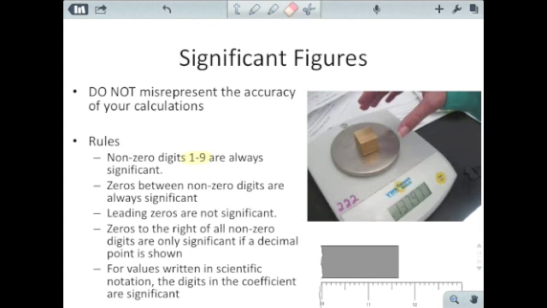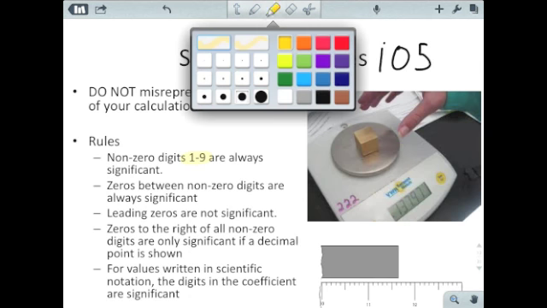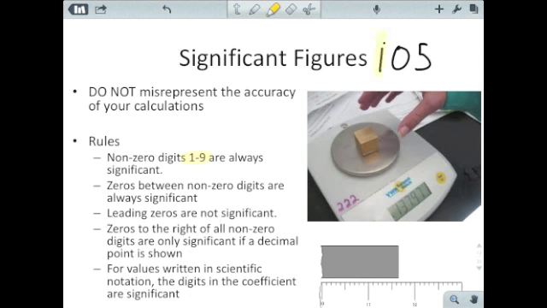Now, zeros between non-zero digits are always significant. So if we're looking at this and say we have 105, okay, we know that our 1 and our 5 are going to be significant because they're non-zero digits, but this 0 in the middle is going to be significant as well because it's kind of sandwiched in between 2 non-zero digits. So in this number, again, we would have 3 significant figures.